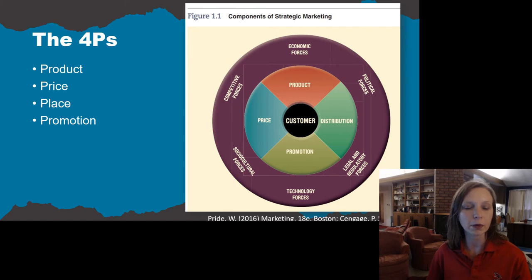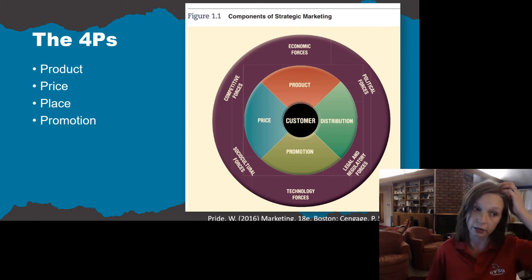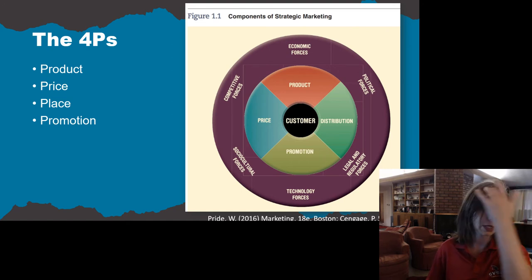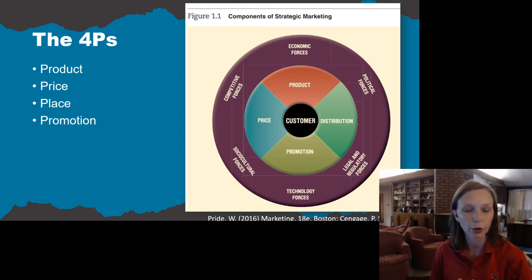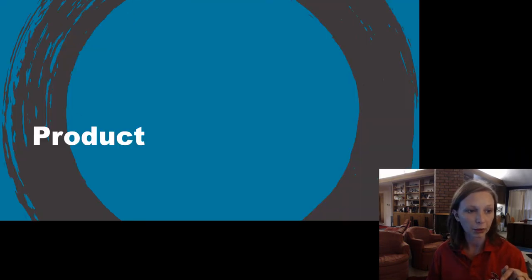Alright, so this model is something that comes out of a principles marketing textbook. So the 4Ps are product, price, place, and promotion. And they are the interior components of the strategic marketing model. So these are things that the marketer controls, and then outside are the environmental forces, and then in the very center is the customer. So we're going to focus in on the 4 P's in the middle.